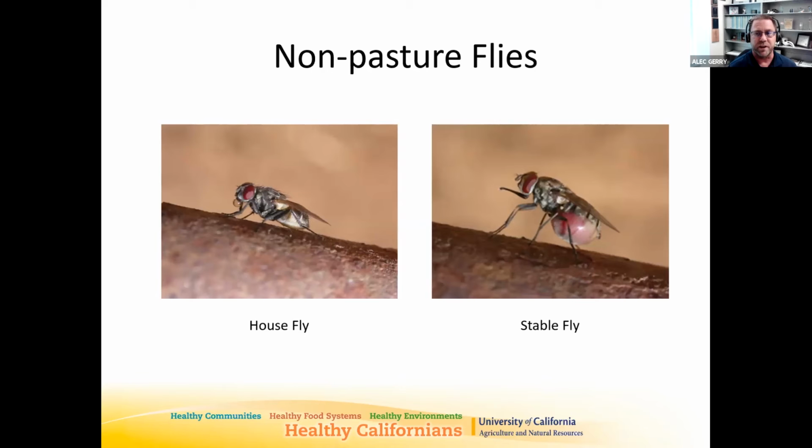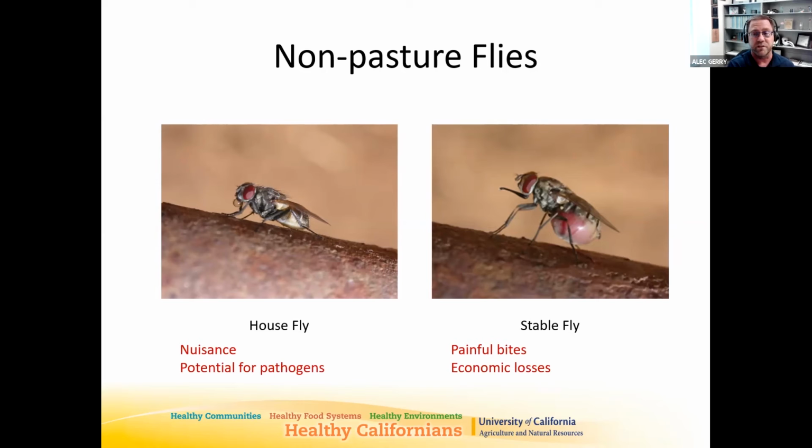So two flies are not pasture flies. The two flies that do not develop in fresh cattle feces are two that we generally see on dairies that lack pasture. And so that's the house fly and the stable fly. And from here on out, I'm going to talk mostly about the stable fly because that leads into the next set of discussions. Oh, I forgot to mention, house flies are known, of course, for nuisance and the potential for transmission of pathogens like E. coli and Salmonella.